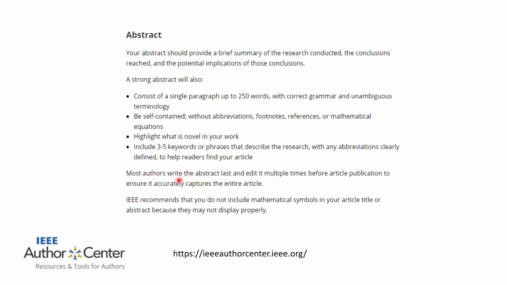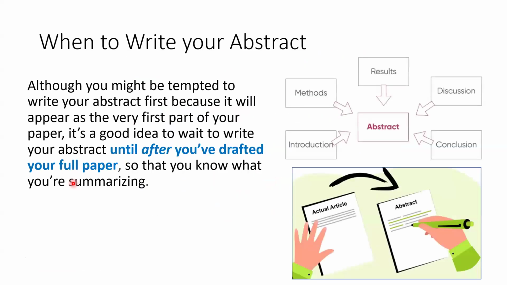And most authors write the abstract last and edit multiple times before it is submitted. IEEE recommends that you do not include mathematical symbols in your article title or abstract because they may not display properly. So these are very simple instructions given by IEEE for accepting papers for their conferences, their journals, their proceedings, whatever they expect. Right. So this is a very simple form of explaining what an abstract is all about.